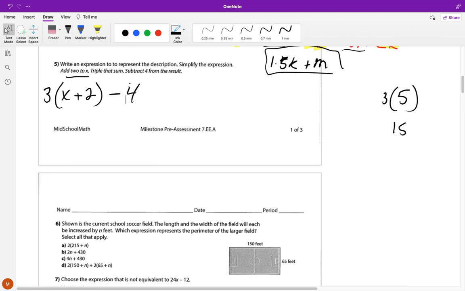Something like this won't really be on your test. If there's any word problems that you have to translate, it would be like the ones that we were doing in the last section that are more direct and not just like taking a number and doing that.